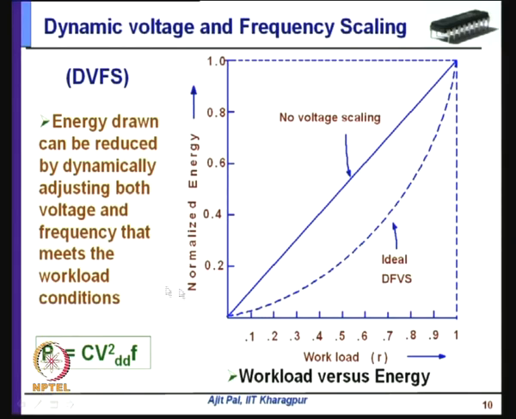So, in this particular case, energy drawn can be reduced by dynamically adjusting both voltage and frequency to meet the workload condition, and we have already discussed this formula, that power dissipation P is equal to C VDD square F. This plot gives you the idea about how the power dissipation is reduced, or how the normalized energy reduction takes place.